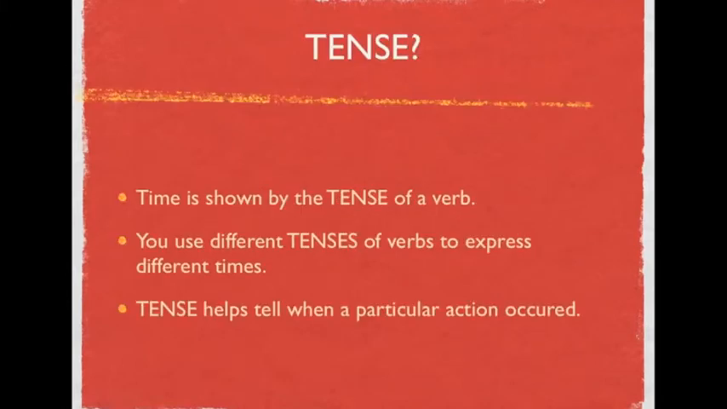So when we talk about tense, we say, what is tense? Well, it shows the time of a verb. Since a verb is an action, it could take place in different times. So you use the different tenses to express whether it happened in the past, it's kind of happening now, it frequently happens, or it happens in the future. By understanding the tense, you know when a particular action occurred.